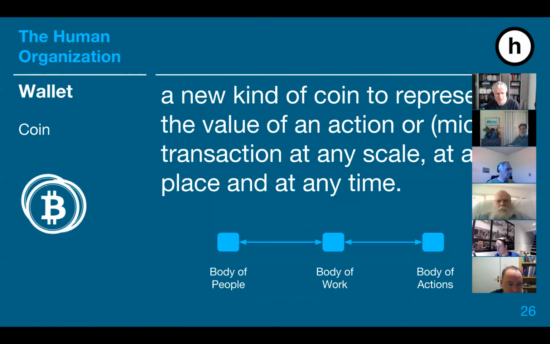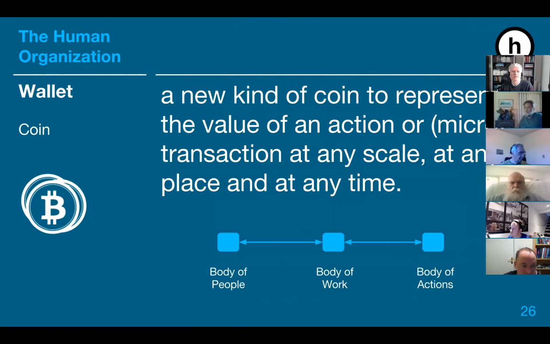Besides the wallet, of course. So the wallet, and that's kind of a draft definition. I don't know how to best describe it here. So I'm saying it's a new kind of coin to represent the value of an action or microtransaction at any scale, at any place, and at any time. So a way to say you've done something, as simple as you clicked a button, you took an action, you joined the meeting, you wrote a document, whatever it is, right?